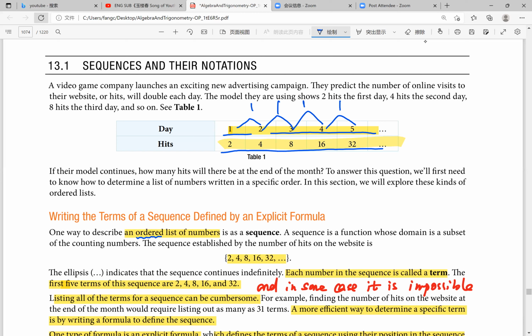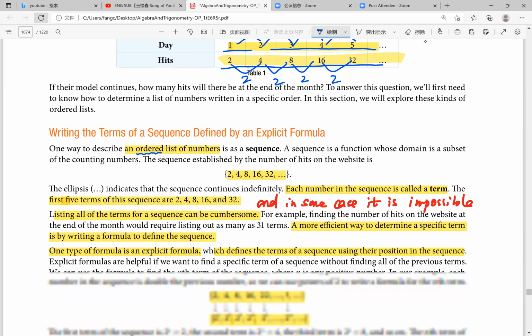And the second one, 2, 4, 6, 8, 10, that's still a sequence because there is an order in it. And the common difference is 2. Any difference of two adjacent numbers is 2. So now we know what a sequence is.